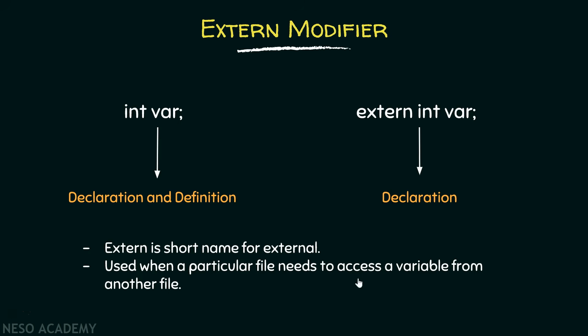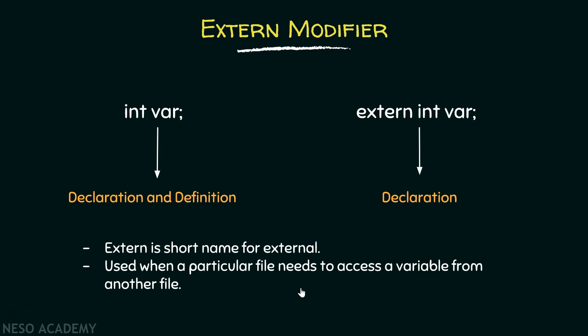We are trying to access the variable which is there in some other file, in a particular file that we are right now working on. This is what we call extern int var, because we are not required to create this variable once again. This variable is somewhere defined already. I just want to reuse this once again. Therefore, there is a need of declaration only and not definition. This will save the memory and provides reusability. That is why we are using the extern modifier.